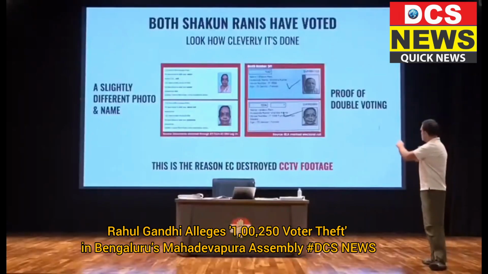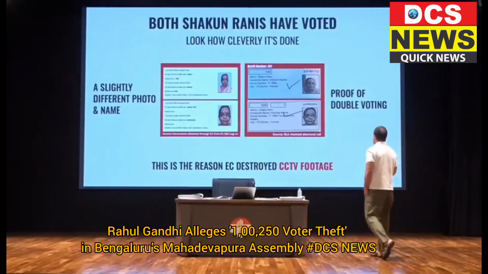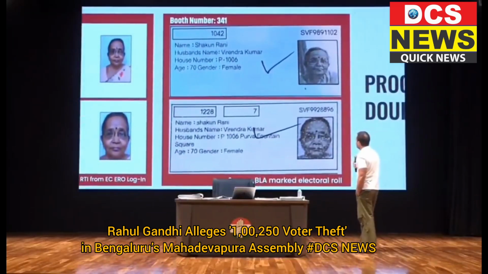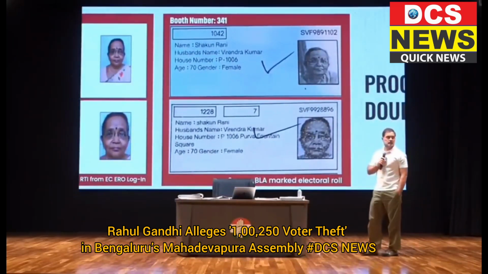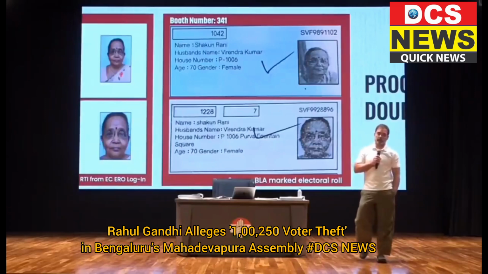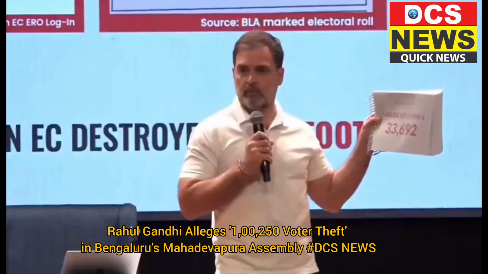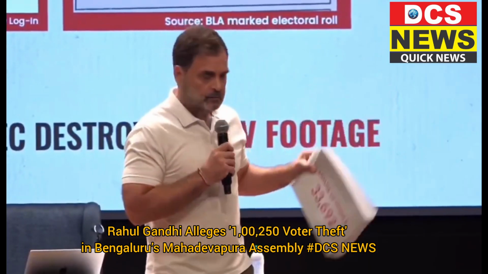Right? There she is, that's the slip where she's been signed off as having voted in booth 341, and she's done it twice. Now we don't know if she's done it or somebody else has done it. Now this has been 33,000 people here in one assembly that have done this.